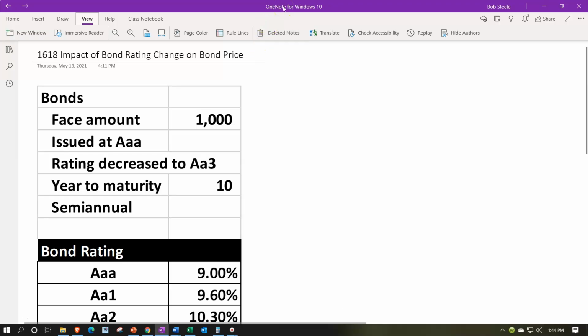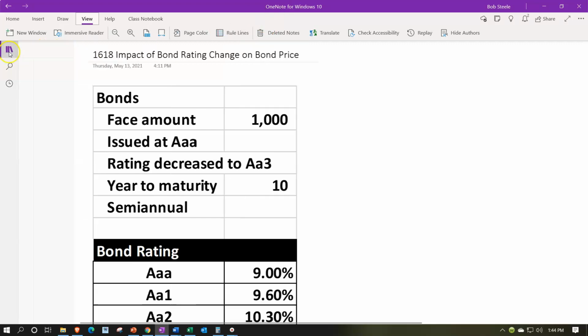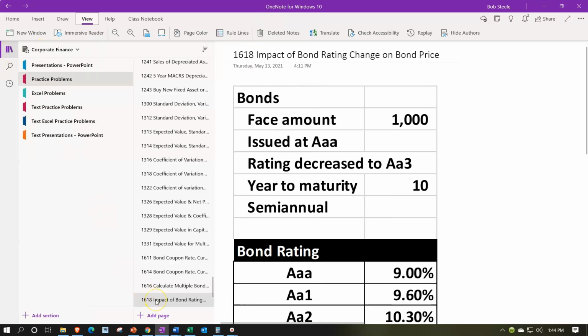If you have access to OneNote and would like to follow along, you're not required to, but if you would like to, we're in the icon on the left-hand side. We're in the 1618 Impact of Bond Rating Change on Bond Price tab.